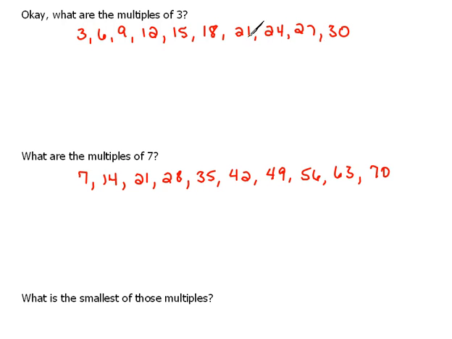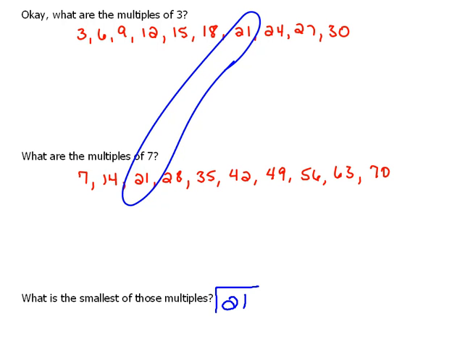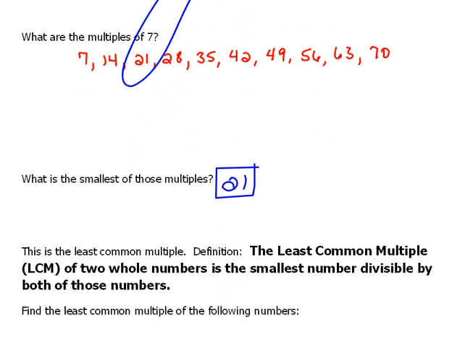Now, if we look at these lists of multiples here, do we notice that they have some in common? Well, they absolutely do. And the smallest one that they have in common would be this 21. So the smallest of those multiples that they have in common is 21. Well, this is then the least common multiple. It's exactly what its name says it is. It's a multiple that both of those numbers have in common, and it is the smallest of those.